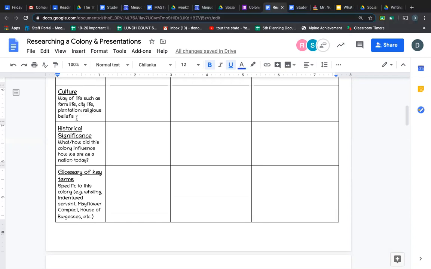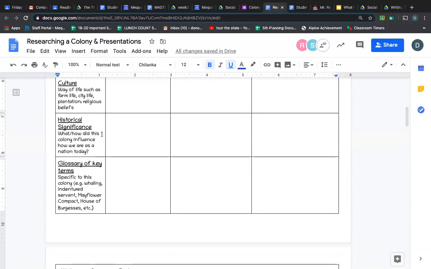Historical significance. This is a big one, guys. This is how did that colony influence the way we live today? Take a look at their influence with regard to how they look at religion. Is there freedom of religion, or was it one specific religion that was there?